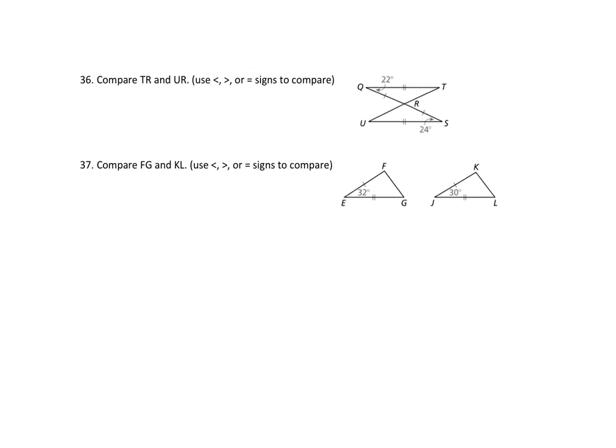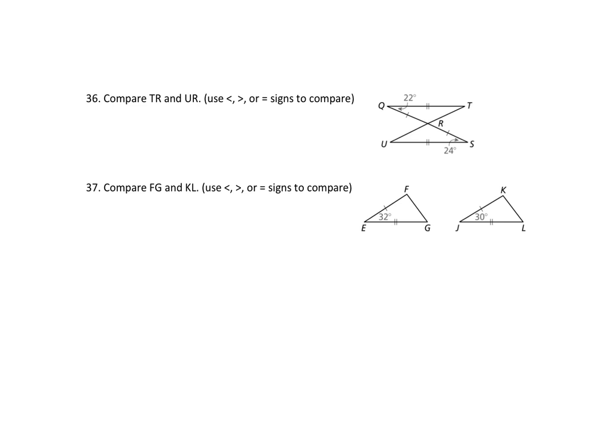For instance, if I come over here, the last 2 problems, compare TR and UR with an inequality. So I would say 22 is less than 24. I'm going to compare the 2 angles that were given. We also know that we have 2 sides that are congruent. So because 22 is less than 24, the side across from 22 is TR. And TR would be less than the side across from 24, which is UR.